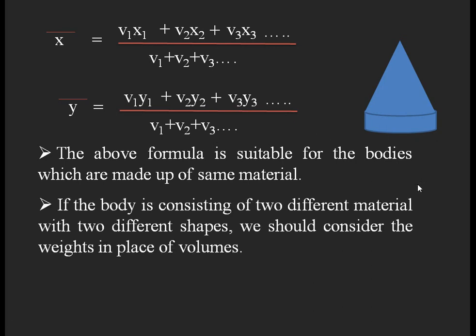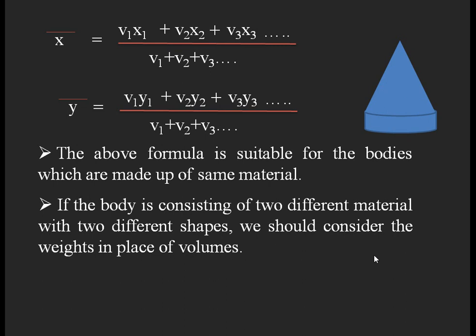And next, if the body consists of two different materials with two different shapes, we should consider the weights in place of the volume. In place of the volumes we need to consider the weight of each and every individual part we are going to consider for our convenience. The weight we need to consider in place of the volumes.